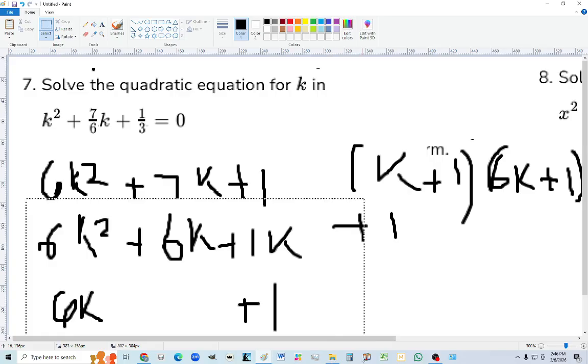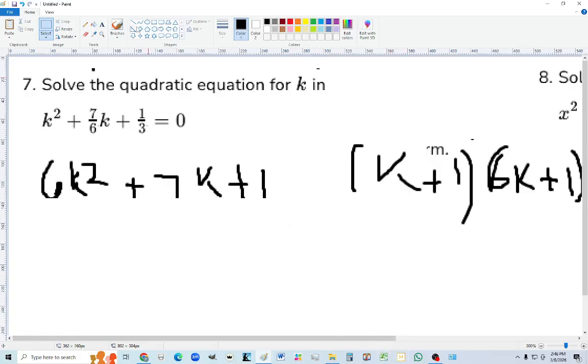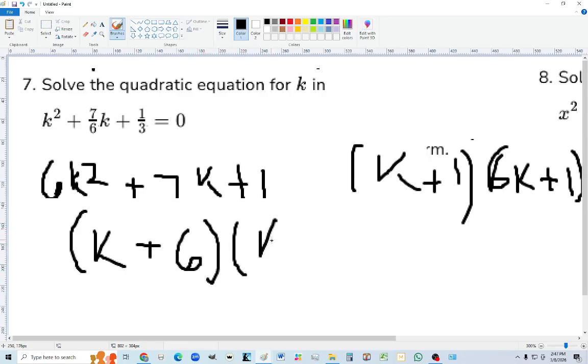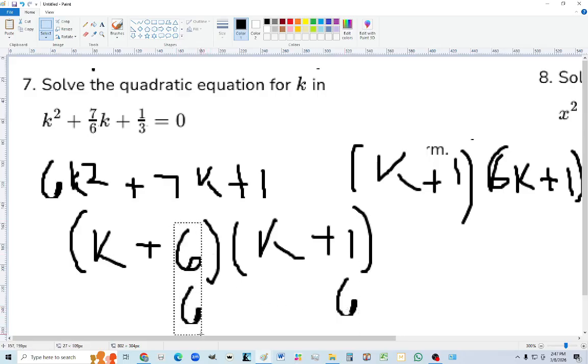I want to show you a cheat method instead of grouping. We discovered our factors are 6 and 1. So you just go, okay, it's k plus 6, k plus 1. And you say, well, Peter, you told me you can't do that because of the 6 in front. You're right, I can't. So what you do is you take this 6 and divide both of these by 6, if it is possible to divide or simplify it, you do so.